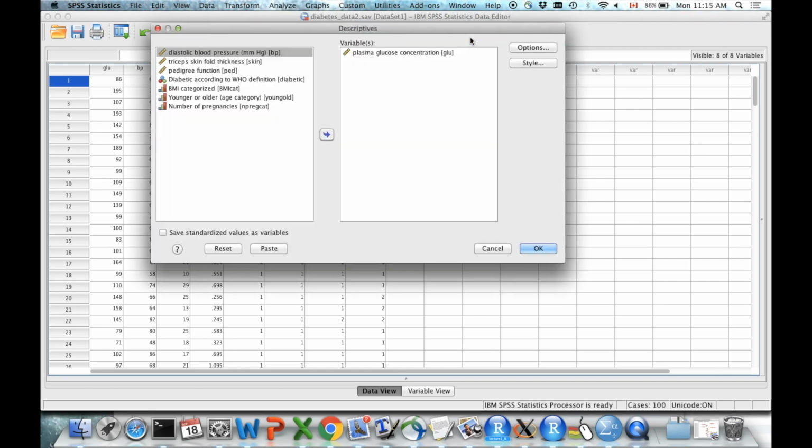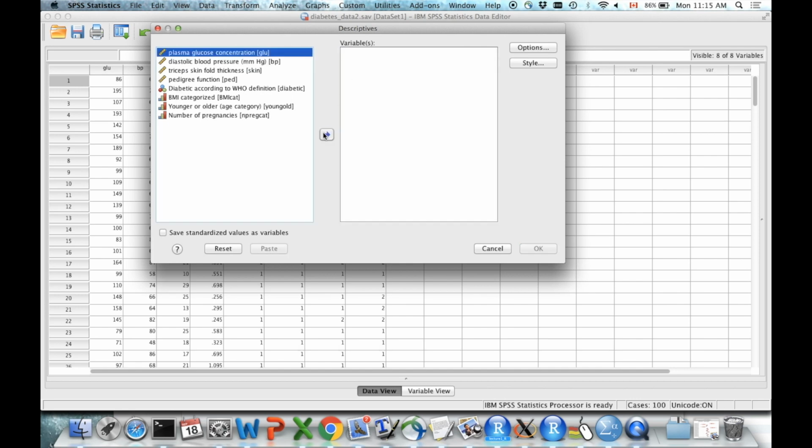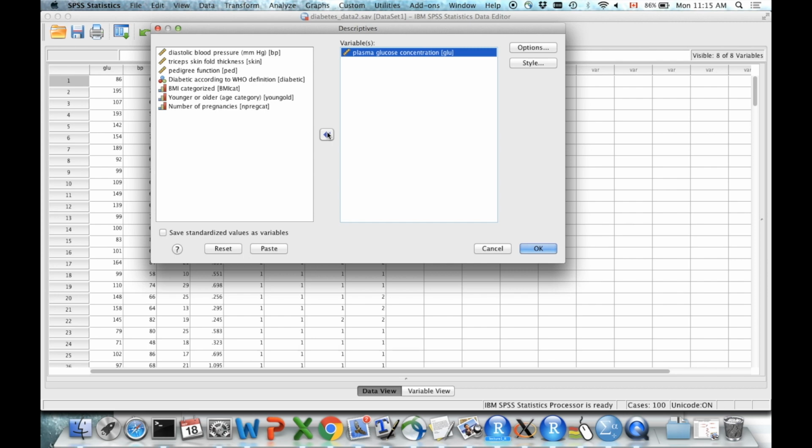So descriptives. And the way things work in SPSS is usually you have two boxes. You have a list of all your possible variables, and you have a box on the right side which is where you will put the variables that you're interested in analyzing. So in this case, let's say I'm interested in looking at descriptive statistics for plasma glucose concentration. All I do is I highlight that and move that over to that right box.